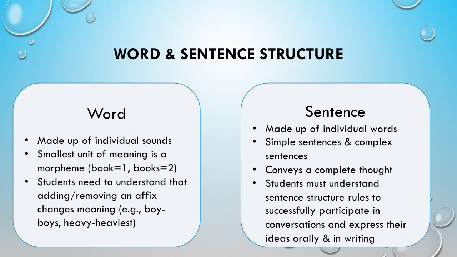Okay, what is a word? Words are made up of individual sounds, those are the phonemes, but the smallest unit of meaning in a word is called a morpheme. So book is one morpheme, books, there's a plural there. So that's two morphemes. We want our students to be able to understand that by adding those little word endings, those affixes, completely changes the meaning of a word. So if students have trouble with that, they're going to have trouble with comprehension, both orally and when reading.